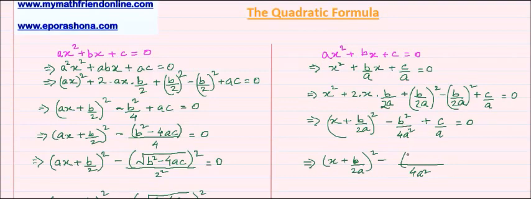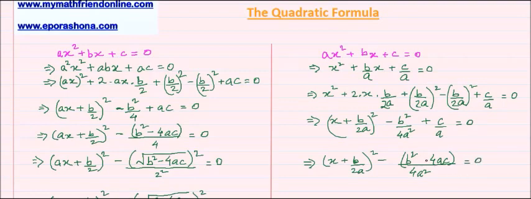We are having b square from the first term over here, and since the denominator of c by a is a and we are having the denominator as 4a square, so we have to multiply this c with 4a, right? So we write 4ac equal to 0. This part is also the same.